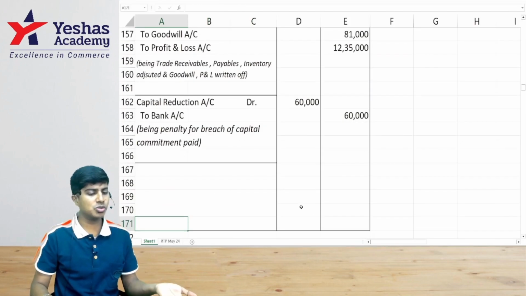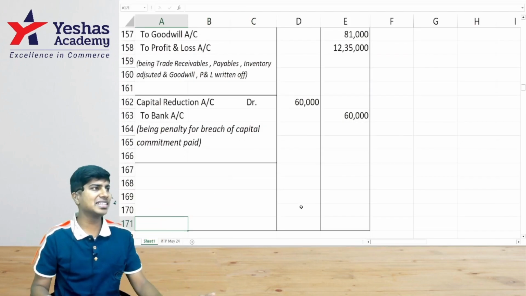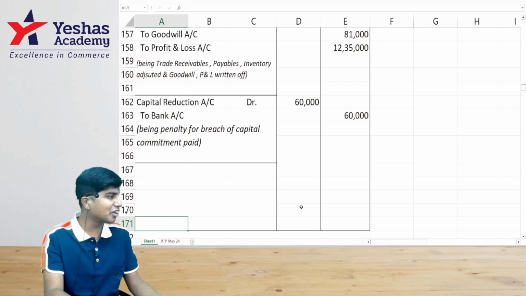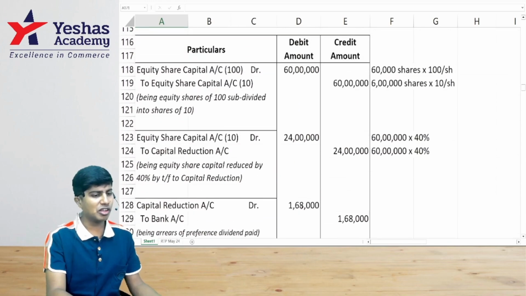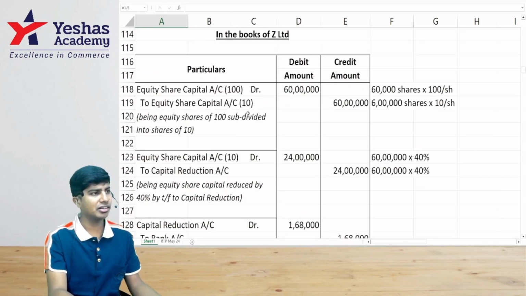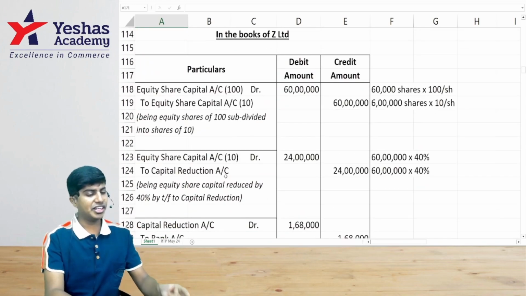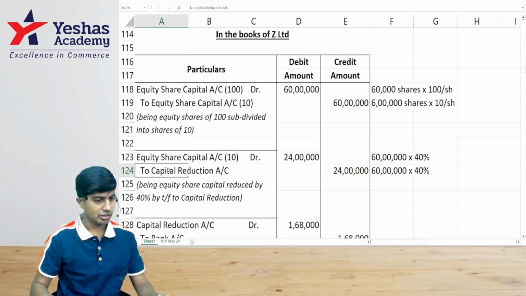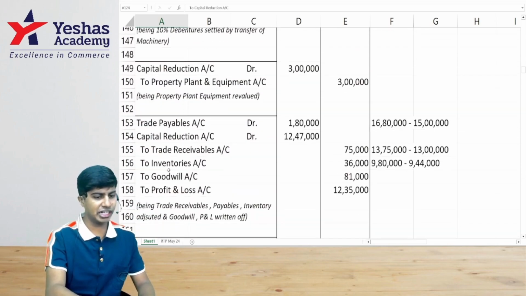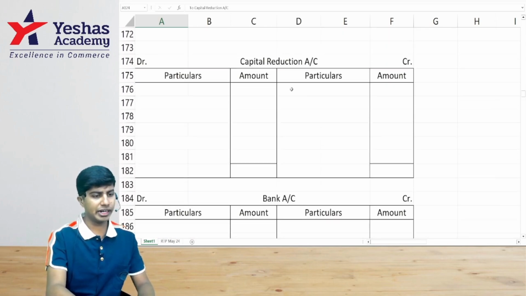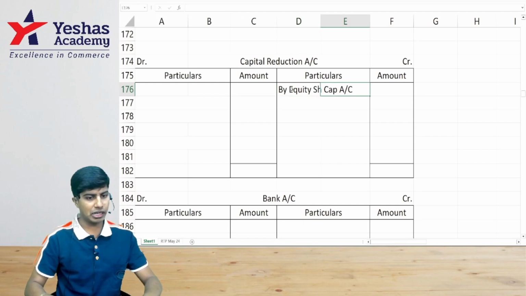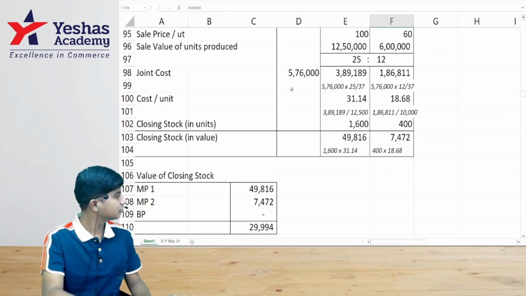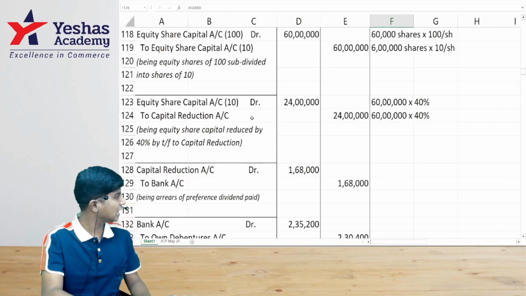So capital reduction account is what I should prepare now. Before that, balance in capital reduction account should go to capital reserve. That we will identify in the ledger only. However, since we are doing the ledger, it will become easy. Come to the first entry. Second one, equity share capital account debit to capital reduction. So in capital reduction account, what do I write? Shall I write, in capital reduction account, by equity share capital account 24 lakh? This one is done.